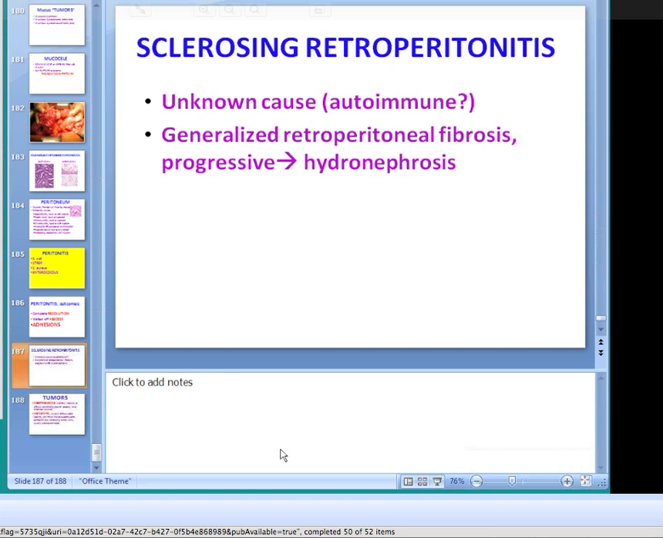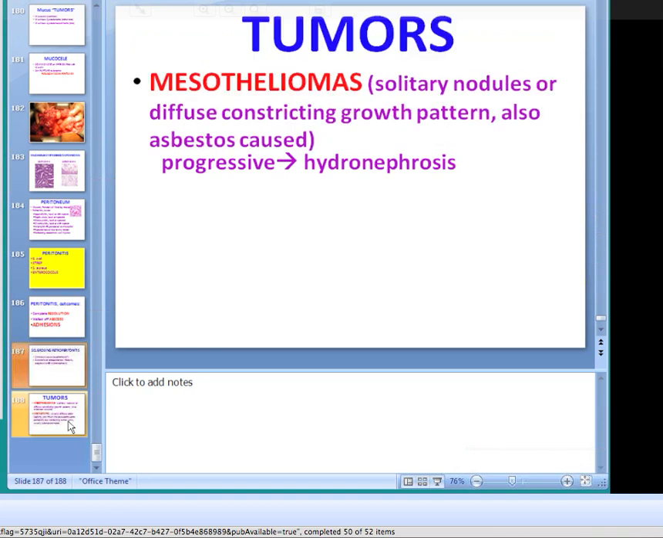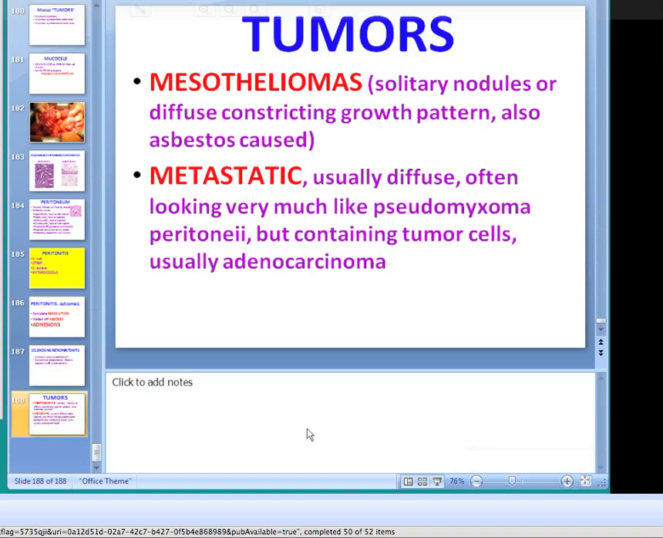And think about that. If you've got ureters lying and being encased in that retroperitoneum, and all of a sudden you've got a fibrotic process there, you're going to externally close off those ureters, aren't you? So as you might guess, the single most feared complication of sclerosing retroperitonitis is hydronephrosis, and then secondarily leading to renal failure.